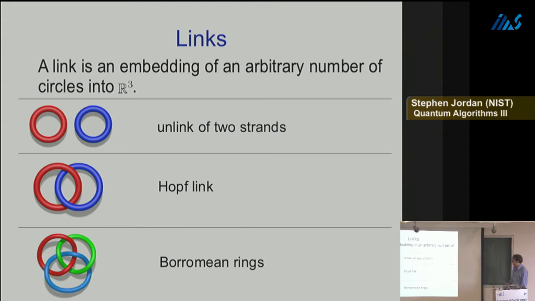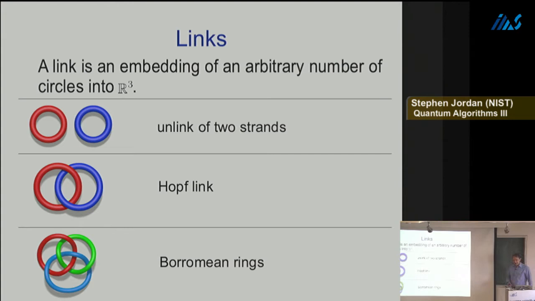Okay. So now, just to introduce a little more terminology, we're really going to look at the more general setting throughout this talk. Instead of just talking about knots, we'll talk about links. That's just, instead of one loop, you can have any finite number of loops. So here's the unlink of two strands. Here's something called the Hopf link. Here's a famous one called the Borromean rings. And I guess people find it interesting because if you snip one of these rings, the whole thing comes apart. So knots are a special case of links where the number of strands is one.